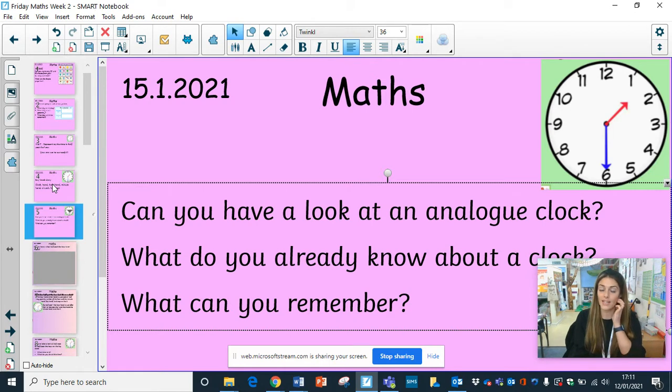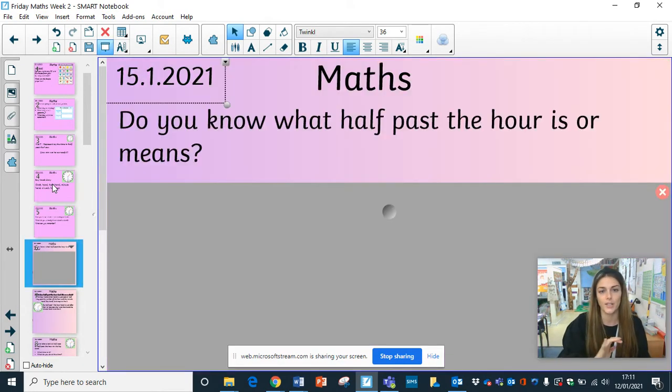So can you have a look at an analog clock? One that looks like that in the corner, or you might have one at home that you can look at, whether it's a watch that you have on your wrist or something like that. But remember, it needs to be analog, so not digital. What do you already know about a clock, and what can you remember from this week? You might want to think about o'clock and half past. My next question: do you know what half past the hour is or what that means?